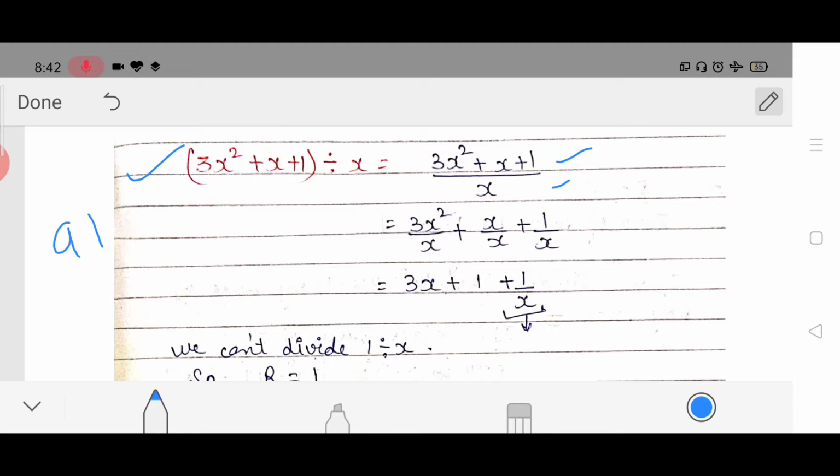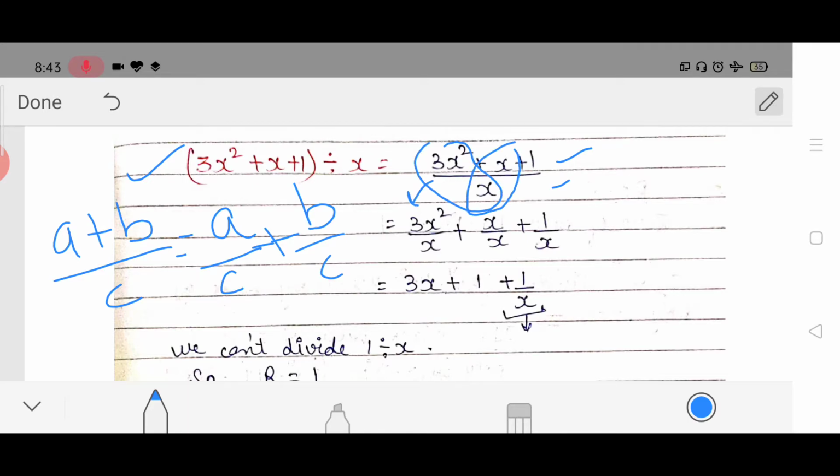As you know, if you have been given a plus b upon c, you can write it as a upon c plus b upon c. So similar is the case here. You just have to write this term here, this term here, and again this term here. So you have to write all the terms separately. In division, you just have written 3x square upon x, x upon x plus 1 upon x. As you can see, in the first term x by x cancels out, so we have been left with 3x, and x divided by x is 1, and here it is 1 upon x. So you have to pay attention here, this is very important.